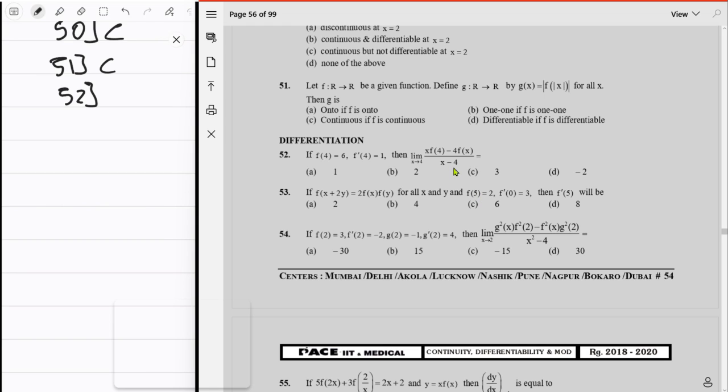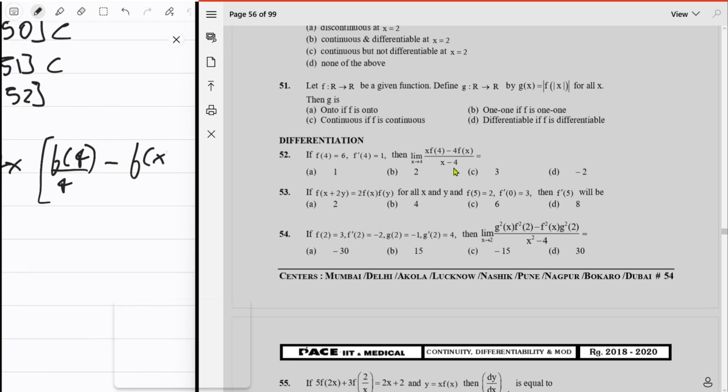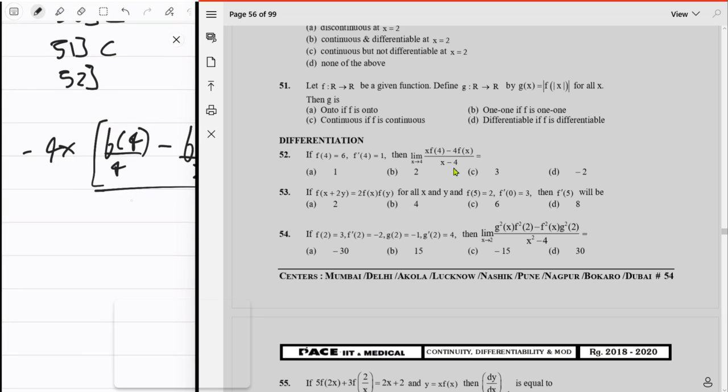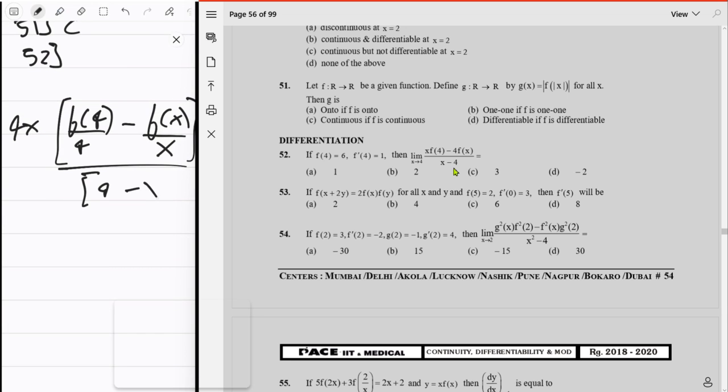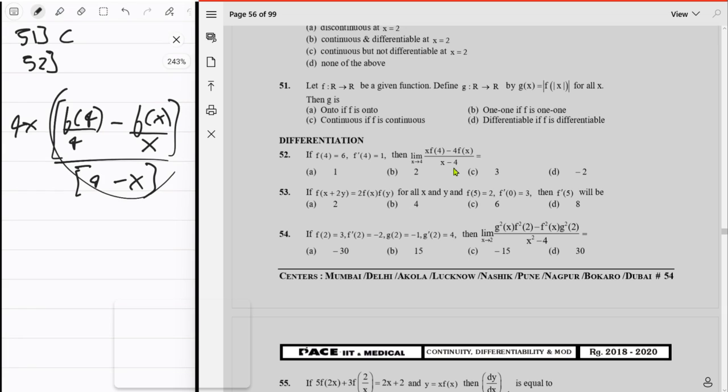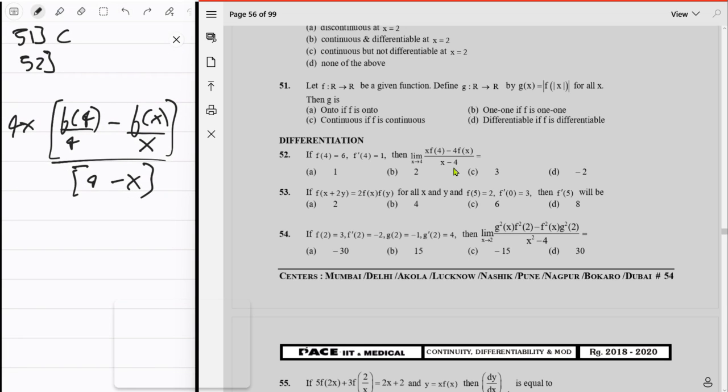What if I take 4x out, right? Then you just get this thing 4x times f of 4 upon 4 minus f of x upon x, upon, you know what, just take another negative out as well, just have 4 minus x. So now it looks like a derivative because this is the difference between the two x values and this is the difference between two y values where you have just y equal to f of x upon x, right?